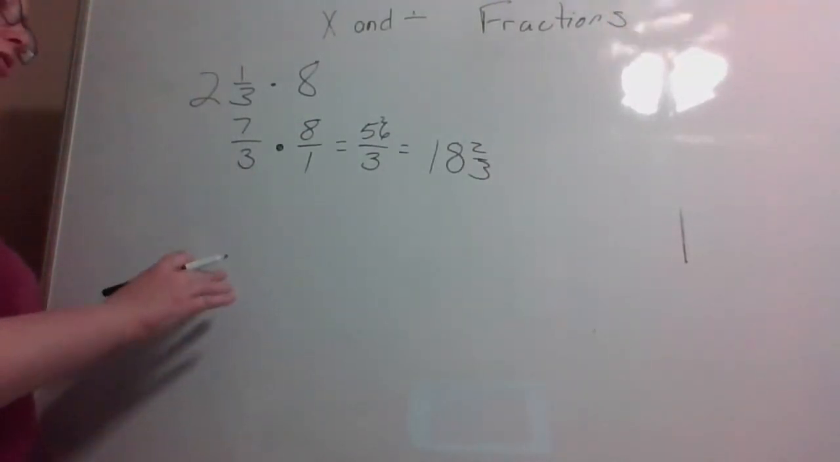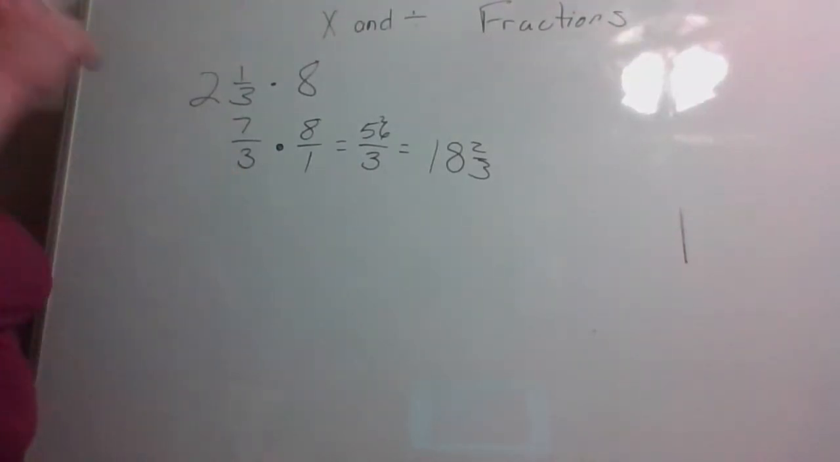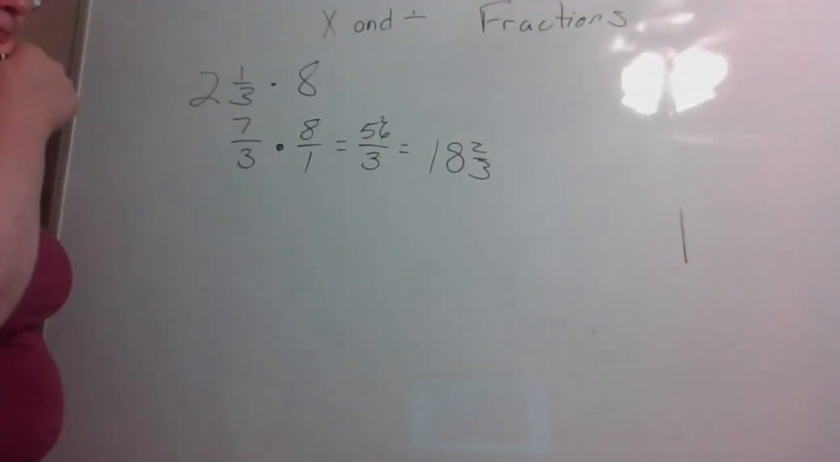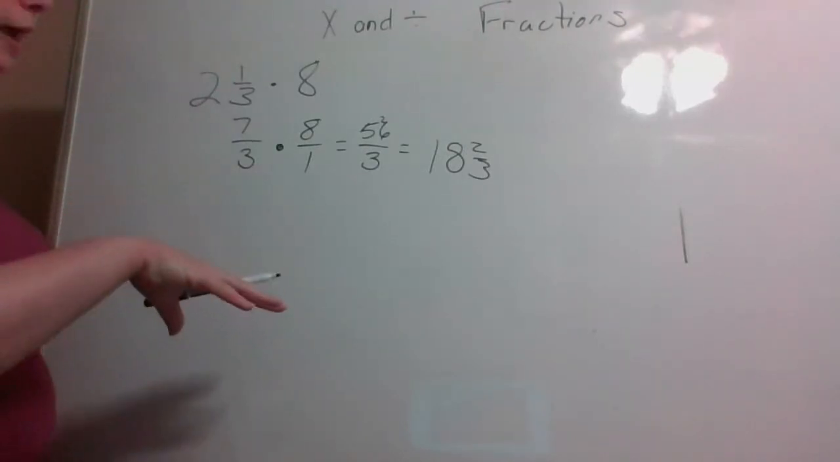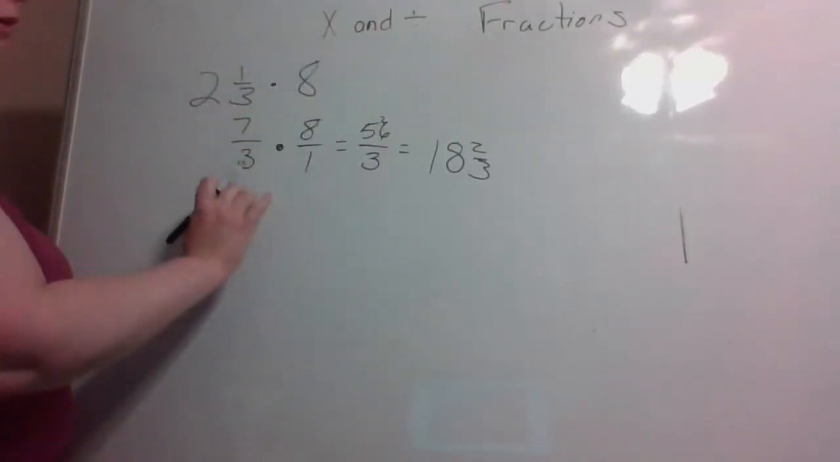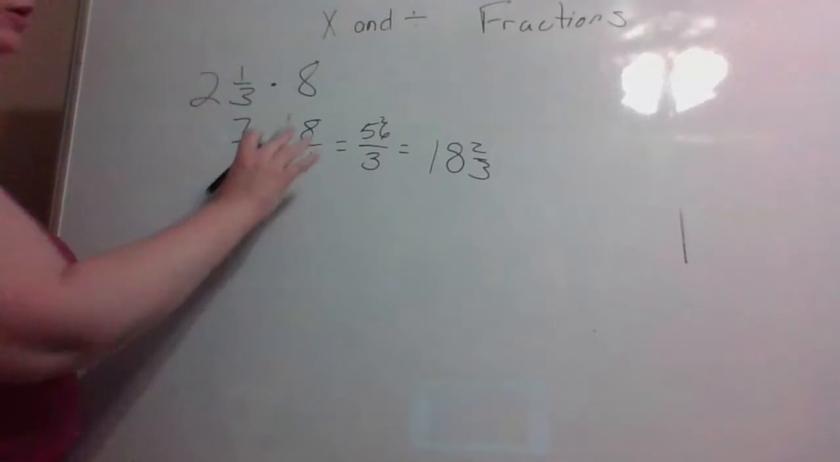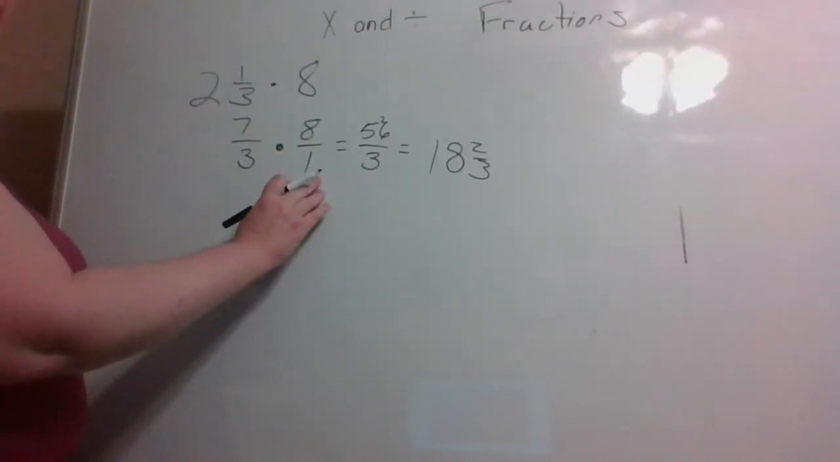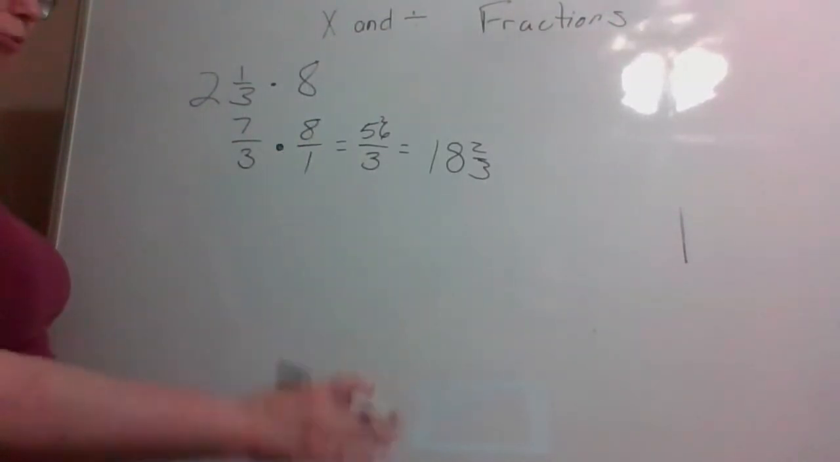So you do need to go to improper fractions when you're multiplying or dividing. Adding and subtracting, you don't always have to, but with multiplying and dividing, you always have to go to those improper. If it's a whole number, you need to make it into a fraction by putting it over 1.